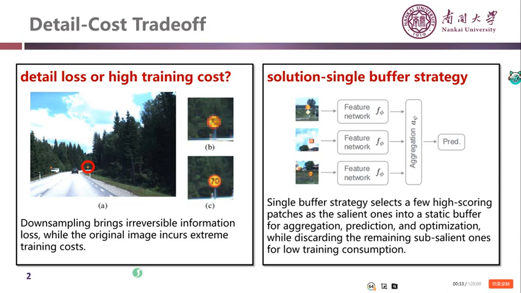And to address it, single buffer strategies have been proposed. It selects a few high-scoring patches as the salient ones into a static buffer for aggregation, prediction, and optimization, while discarding the remaining sub-salient ones for no training consumption.